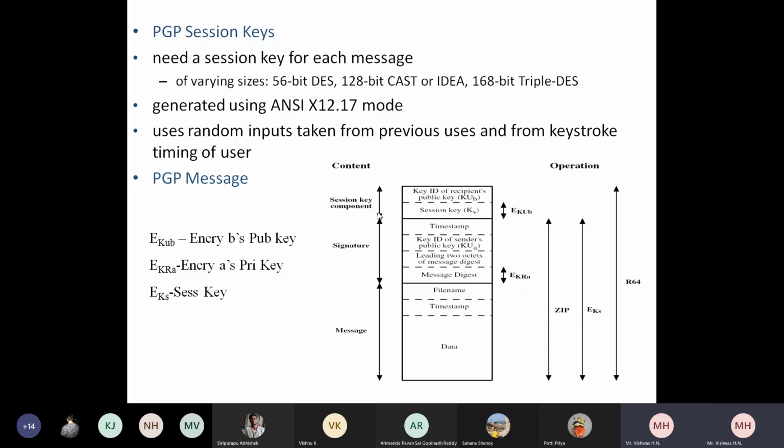What does the session key component do? It has the key ID of the recipient's public key, used by the sender to encrypt the session key, and the session key itself. Is that clear, students? So in the session key component you have the key ID of the recipient's public key. Who is the recipient actually, students? Whom do you call the recipient? B, sir.